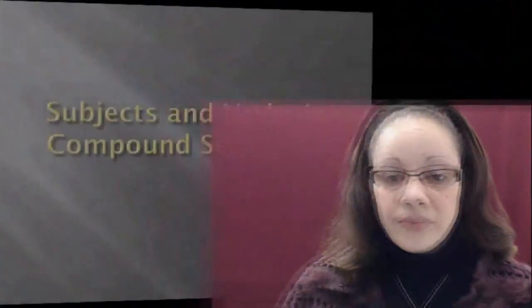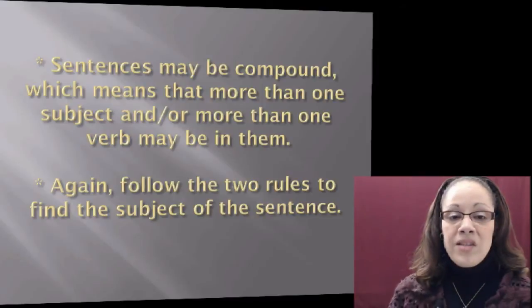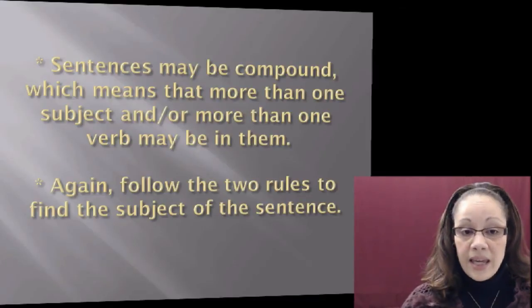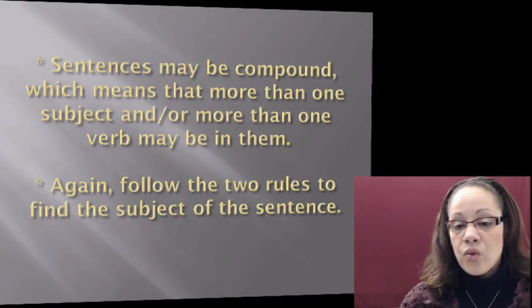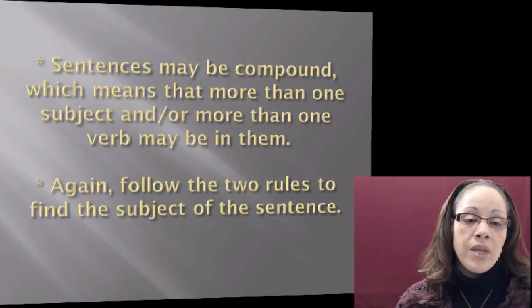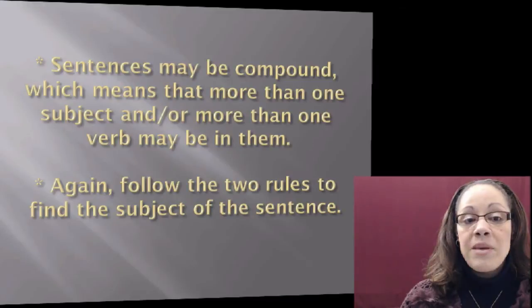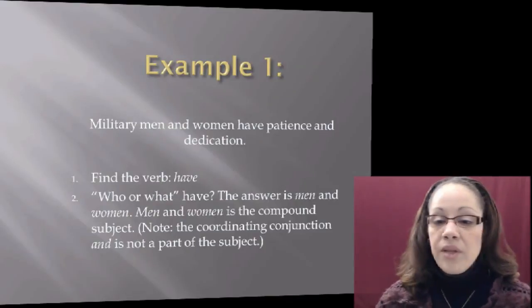Now, another trouble spot in finding subjects and verbs in sentences occurs when we have subjects and verbs in compound sentences. So sentences may be compound, which means that more than one subject and more than one verb may be in that sentence. And again, to figure out what the subjects and verbs are in that sentence, you must follow those two rules I gave you at the beginning of this module. Find your verb, and then ask who or what is doing that action or is in that state of being, and you'll have your subject there with the answer. Let's look at a couple examples.